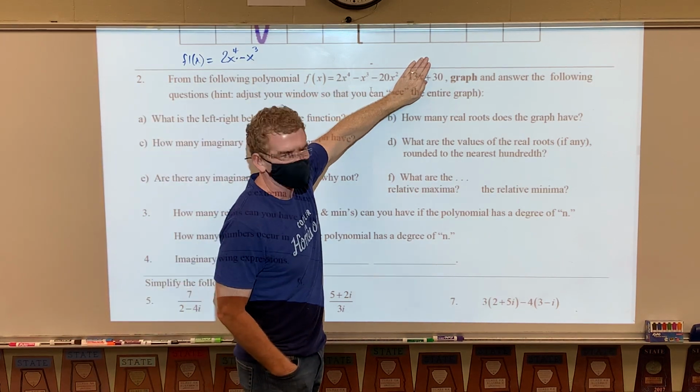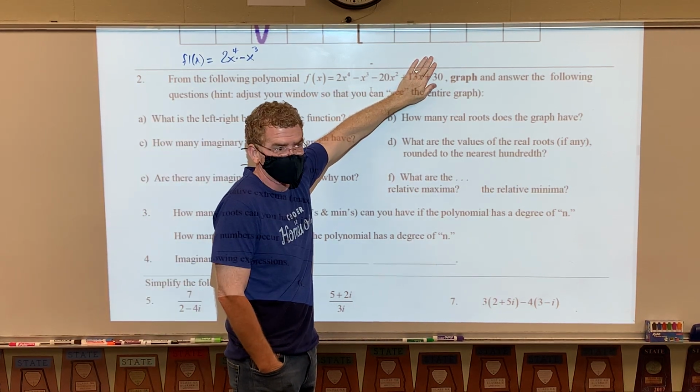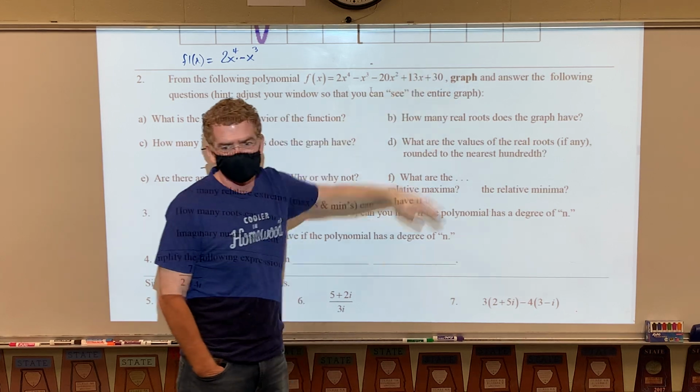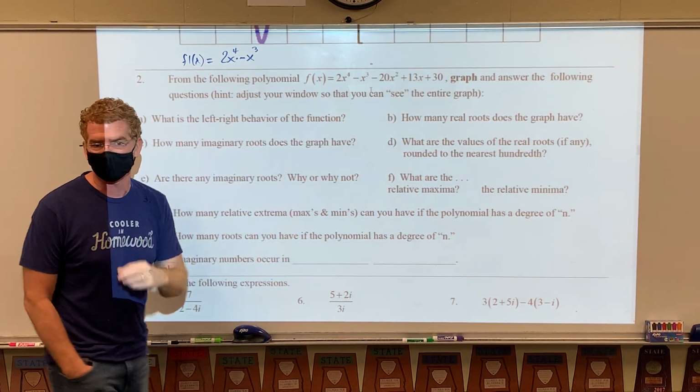Make sure you don't forget a term. I know I do it occasionally, and I've done this for a zillion years. So double check your work on these calculator problems.